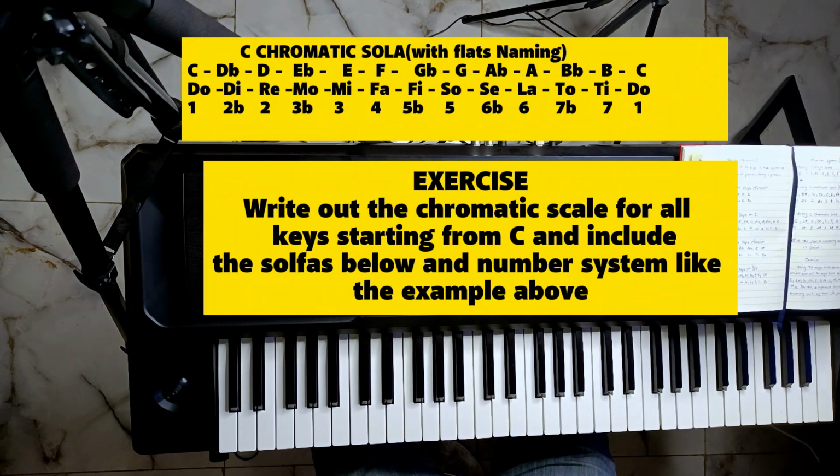But if you've not done the previous assignment, do it again. Let me repeat it. Write out your chromatic scales for all the keys and write out the solfege underneath it. Write out your major scales and write out the solfege for everything. And also include the number system for your chromatic scales so that you get used to it.